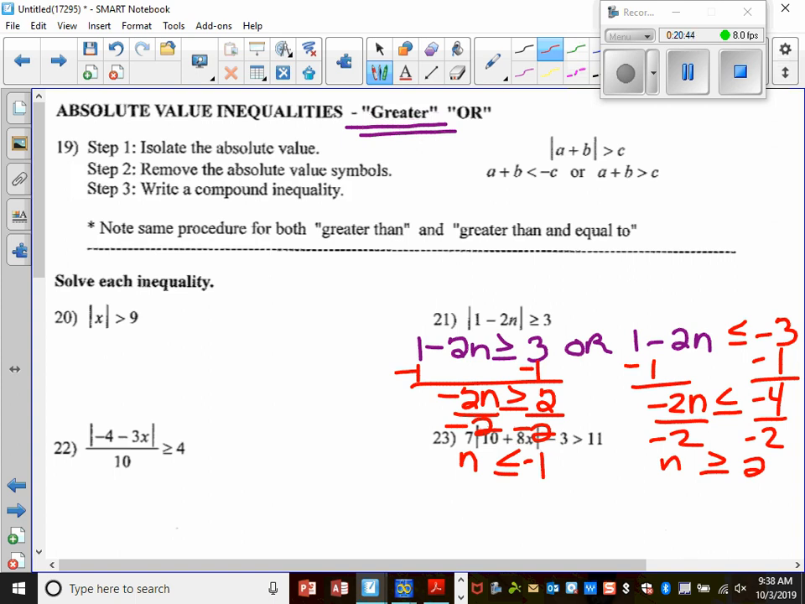All right, so I ended up with n is less than or equal to -1, or n is greater than or equal to 2. So, remember for or, you don't combine them together. You just put the word or in between, put your such that symbol, and then your set brackets. And it doesn't matter which one goes first. Okay, you just simply write both answers, put the word or in between.